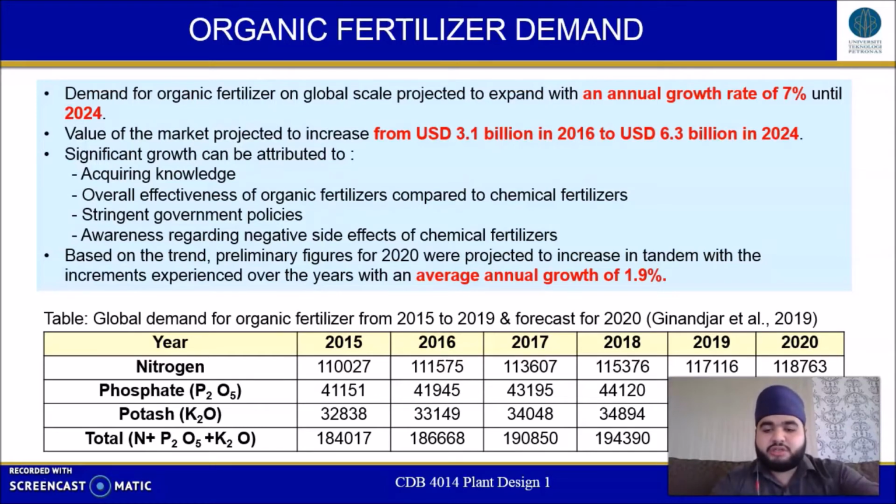The table below shows the global demand for organic fertilizers from 2015 to 2019, with a forecast for 2020 inclusive of an average annual growth of 1.9%. From the table, it is evident that the global demand for organic fertilizers is increasing steadily year after year and will continue to do so as long as sustainable practice is continued.